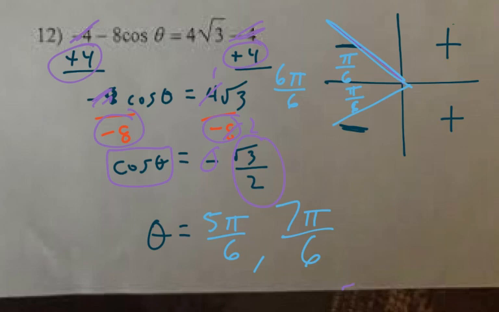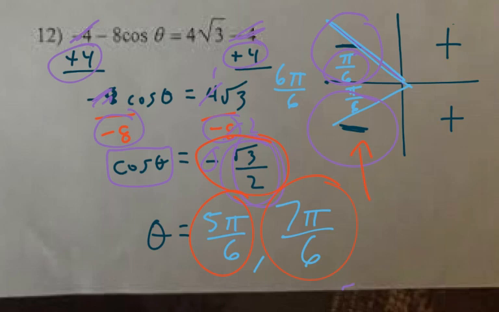Well, where is cosine negative? It's in quadrant 2 and quadrant 3. I know square root 3 over 2 is a 30-degree type angle, or pi over 6. But of course, you're just going to look at your unit circle and go, okay, where's that pi over 6 in quadrant 2? Well, that's 5 pi over 6. Where is negative square root 3 over 2 here in quadrant 3? That's 7 pi over 6.